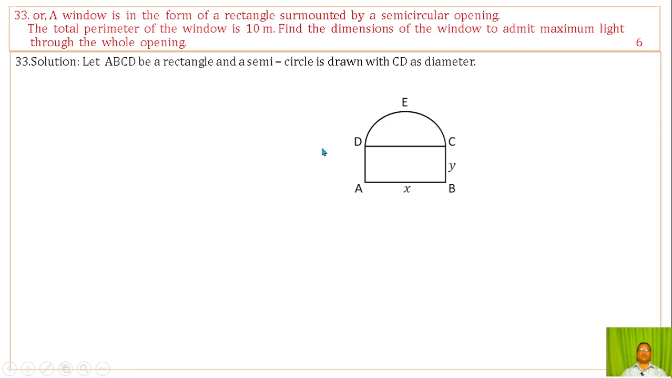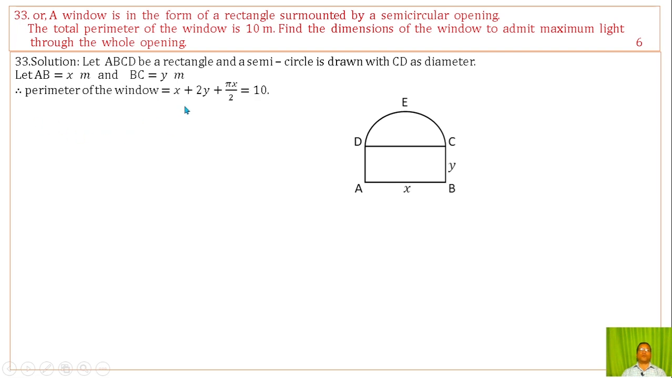Let ABCD be a rectangle and a semicircle is drawn with CD as diameter. CD is the diameter of the semicircle. Let AB be x meters long and BC be y meters long.